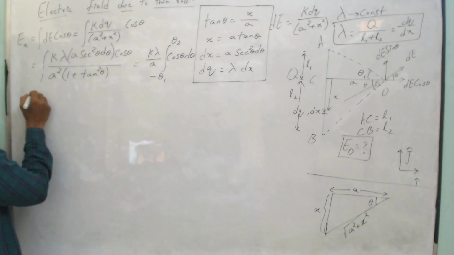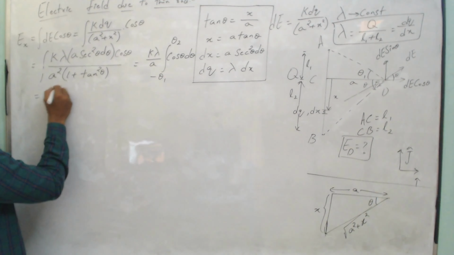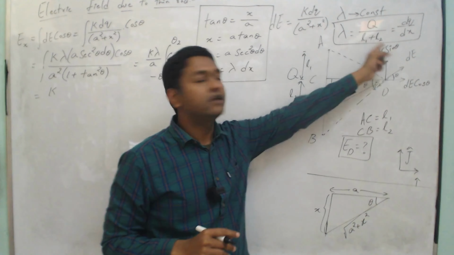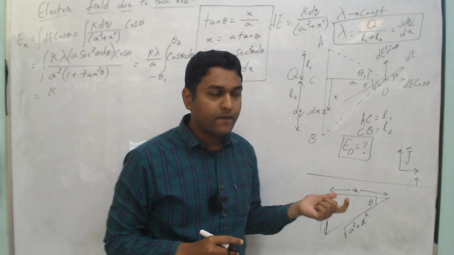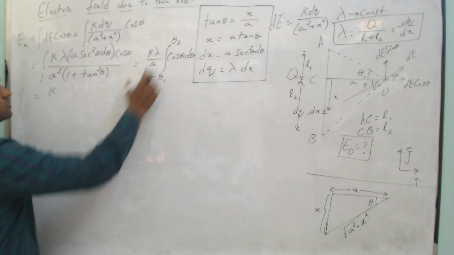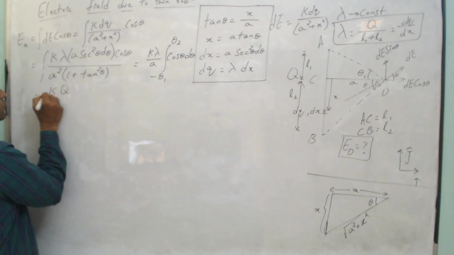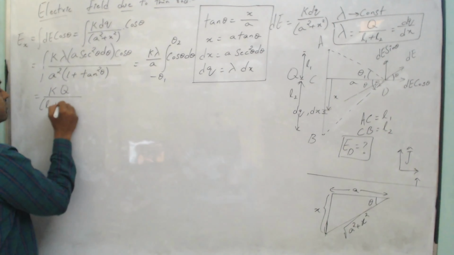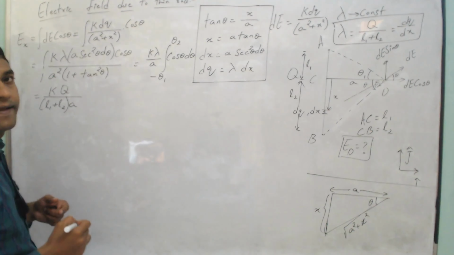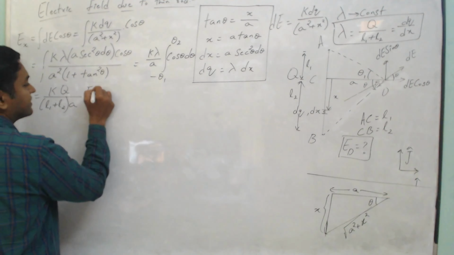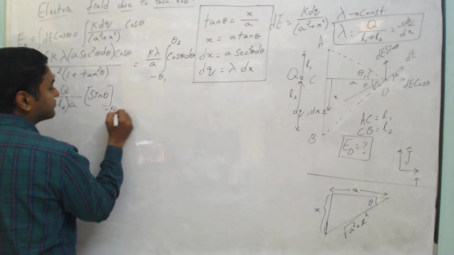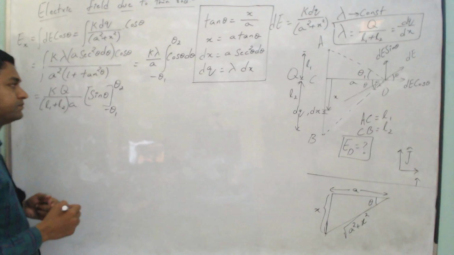Integral of cos theta is sin theta. So my answer will eventually become k. What is lambda? Capital Q by L1 plus L2. Because capital Q is given, L1, L2 are given. So in place of lambda, I can put capital Q divided by L1 plus L2. Correct? In the denominator, I already have a. Here I will get sin theta. Integral of cos theta is sin theta, and the limits from minus theta 1 to theta 2.